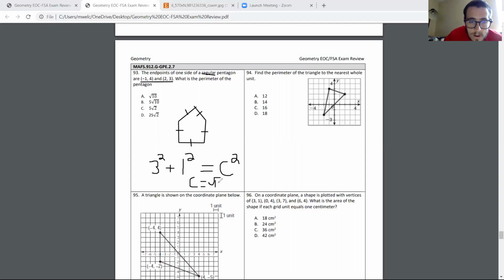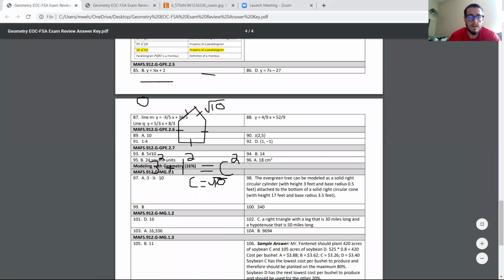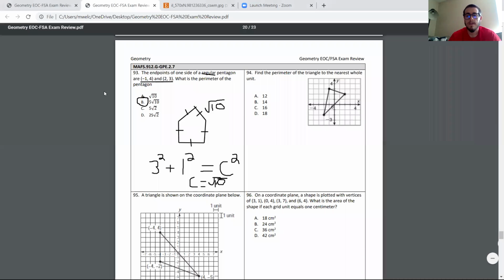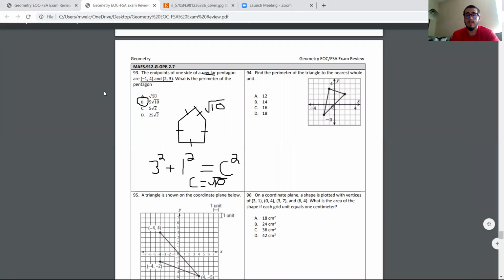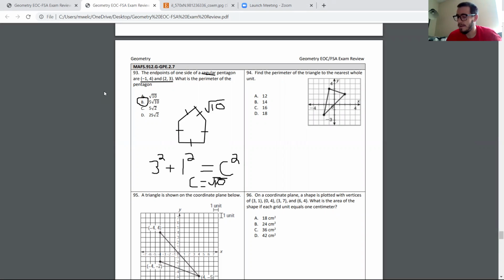And then it wants to know if that is one side of the pentagon, then what is the perimeter of the pentagon? Well, if one side is root 10, they're all root 10, because that's what it means for a shape to be regular. So then that would be 5 root 10, because there are 5 of them. Number 93, B, 5 root 10. Yeah, good stuff. In fact, let's just do number 94 in the same video.